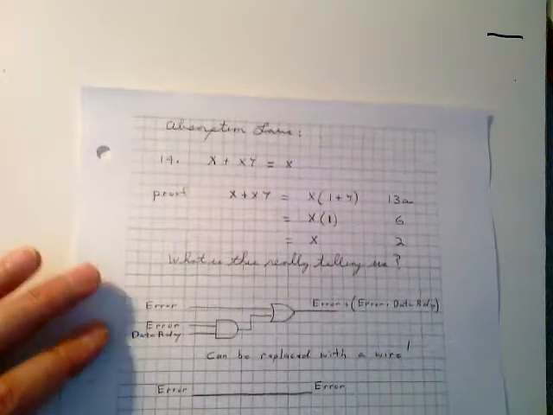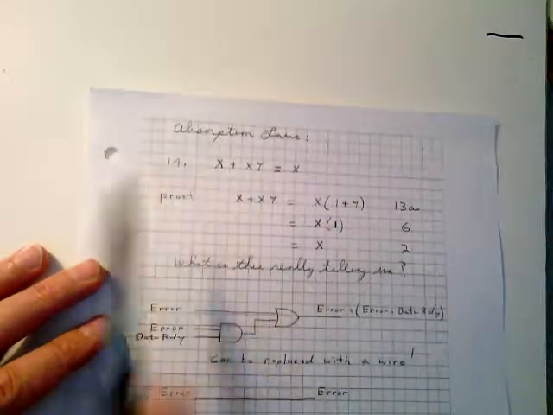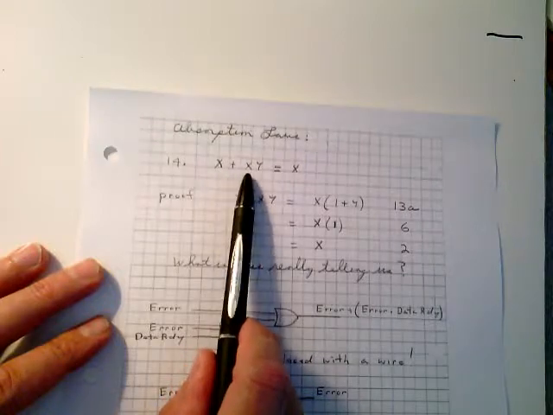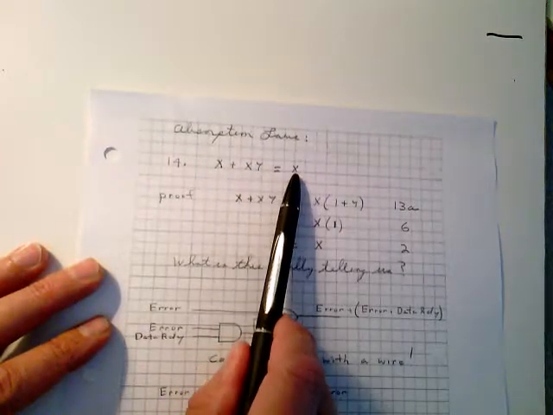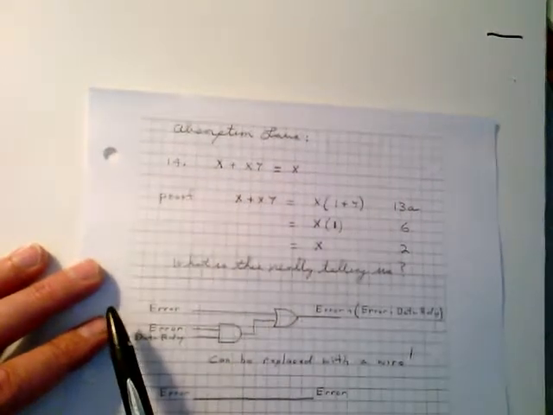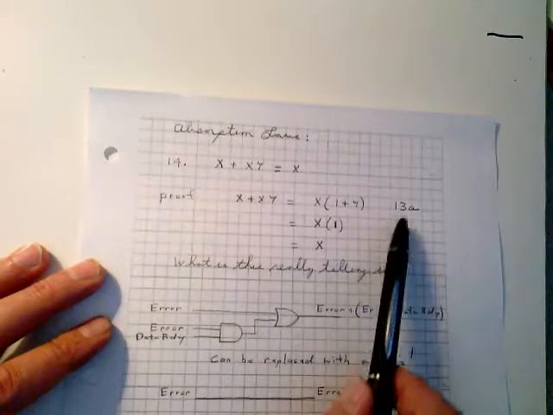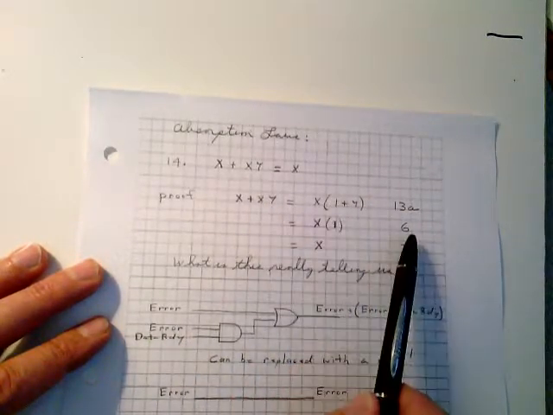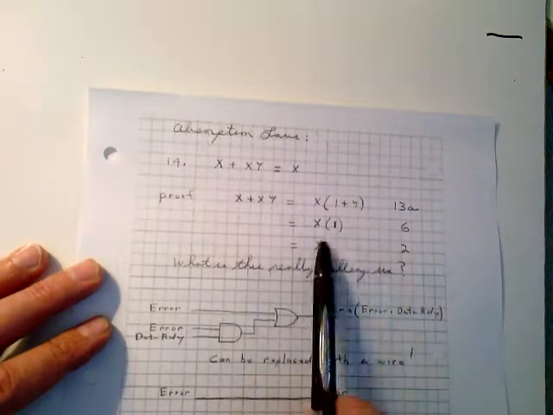Take a look at page number 51. We have the absorption law. It's Theorem 14. X or x and y is the same thing as x. And here's the proof. Theorem 13a gives you this from here. 6 gives you this, and 2 gives you this.